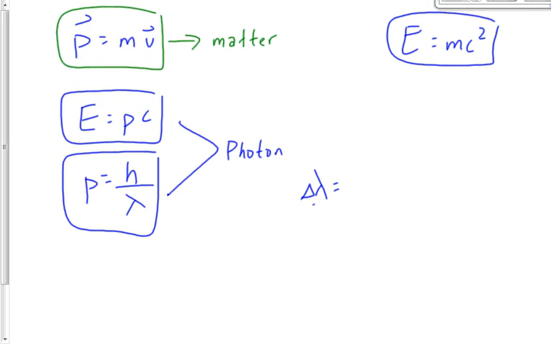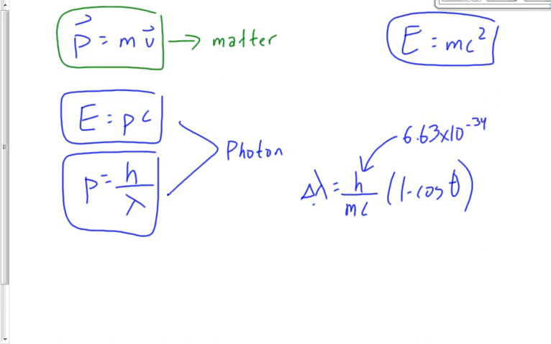So delta lambda, a positive value, it's going to increase in wavelength, is equal to h over mc times 1 minus cosine theta. H is Planck's constant. It has two values, but we're always going to use one particular value for this. Which one is it going to be? 4.14 or 6.63? 6.63 times 10 to the minus 34 joule seconds. In fact, that's the value that we're going to use for everything involving the Compton effect, the 6.63 value.